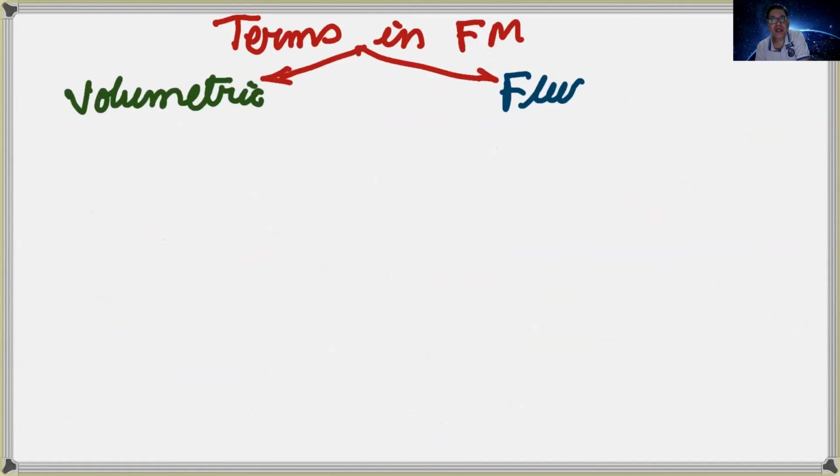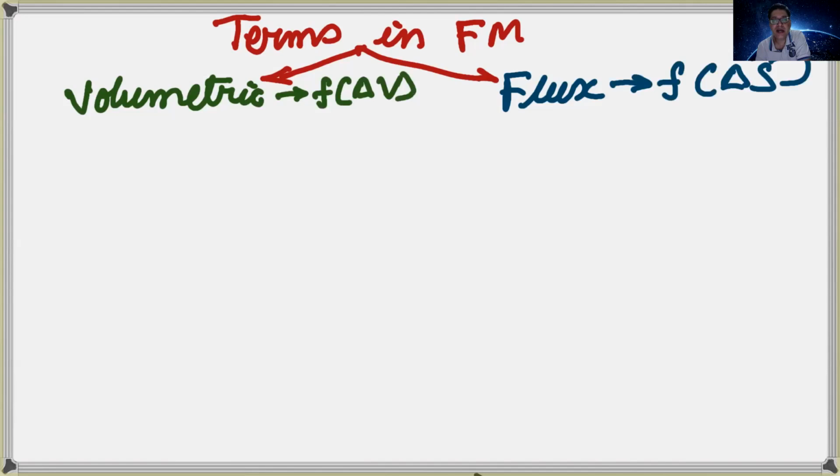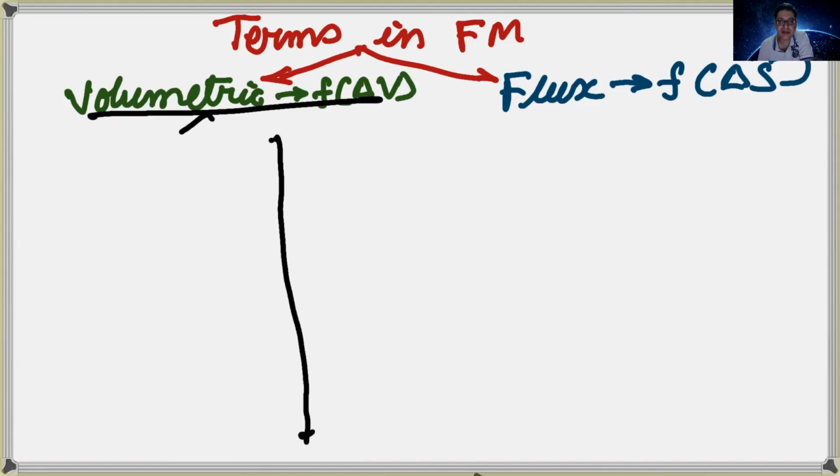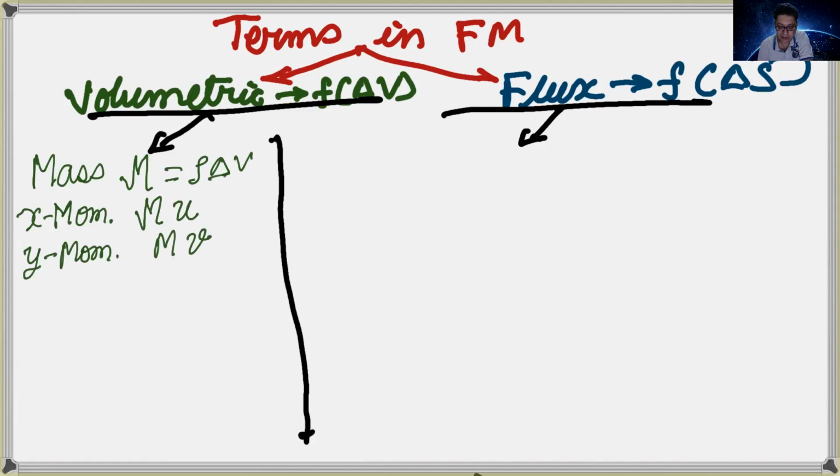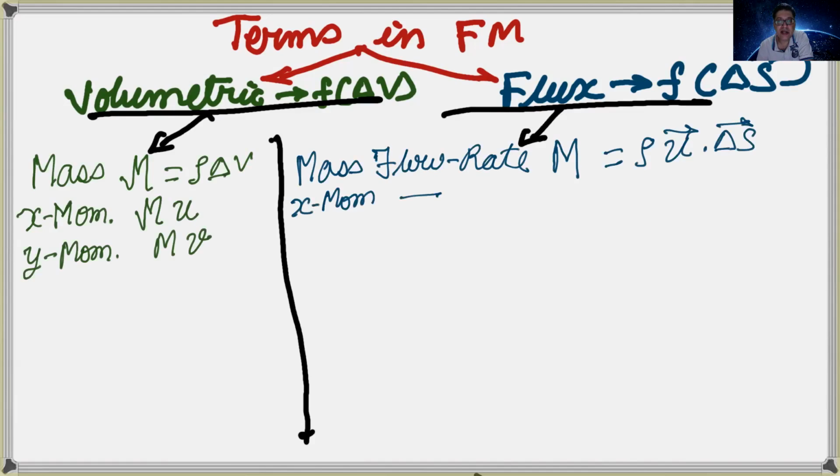There are two kinds of terms involved while applying the conservation laws in fluid mechanics. It's like there are two baskets of terms. The first basket has the terms directly proportional to the volume of the control volume, which are called volumetric terms, and the ones which are a function of surface area are called flux terms. They are as shown here. Mass, x momentum and y momentum are volumetric terms. Mass flow rate, x momentum flow rate and y momentum flow rate are flux-type variables.